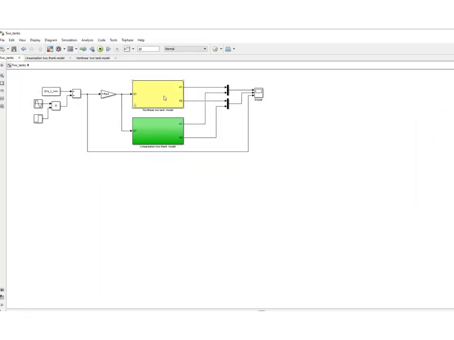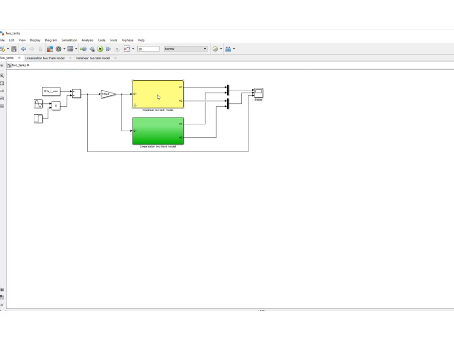Here you recognize the non-linear tank model, and here the linearization. And here we have an input. So what you have here at the input is the input flow around its nominal value. So this is this 3 liters per minute, and what we'll do is a variation around that and compare the non-linear model with the linearization.